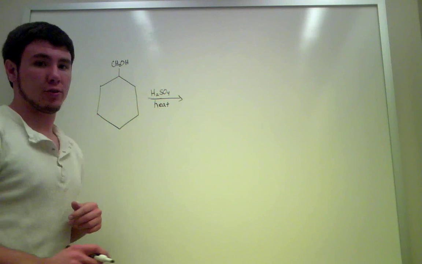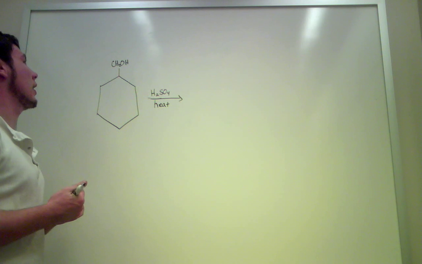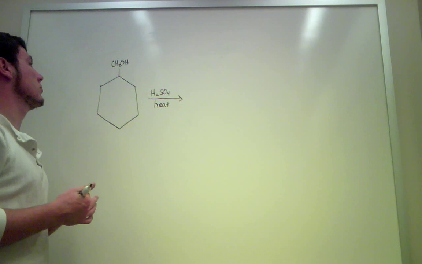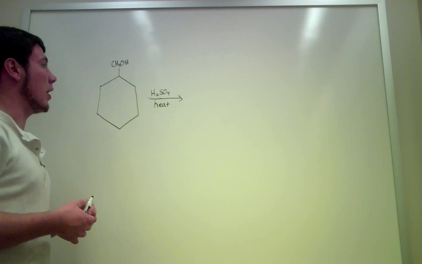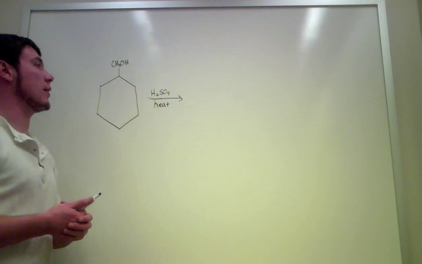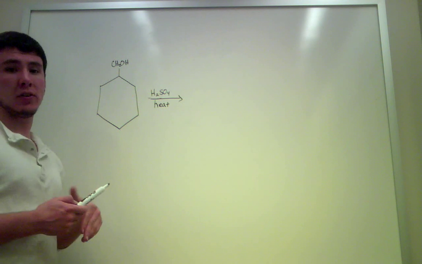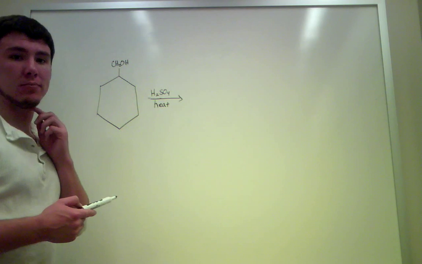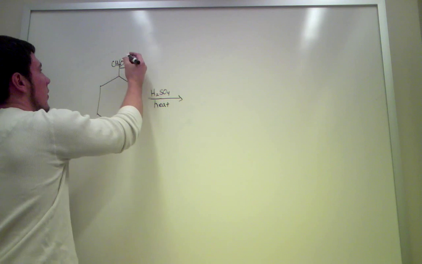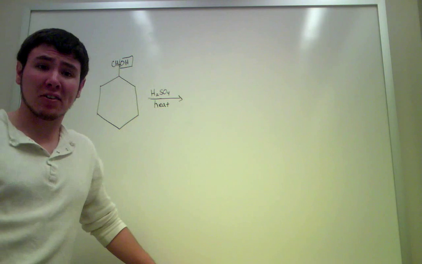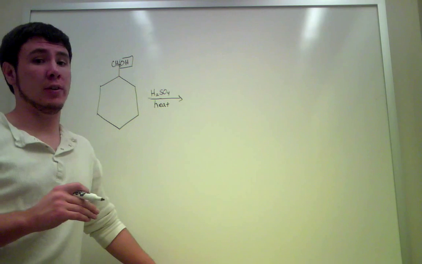Alright, so for this reaction, what we have here looks like a methanol attached to a cyclohexane, and we're going to be reacting it with an acid and some heat. So what this is called is a dehydration. If you look, you'll notice this OH up here, and you'll think hydroxide, that's a very strong base, which makes it a terrible leaving group.